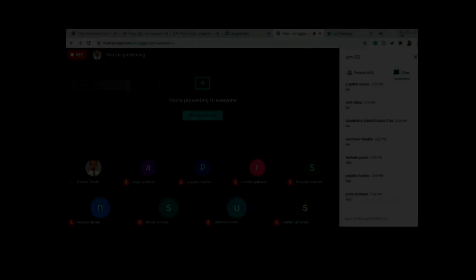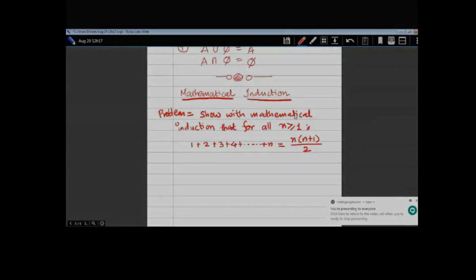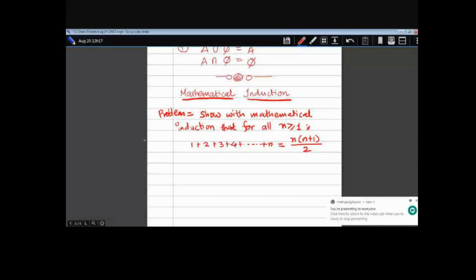In mathematical induction, basically there are two steps. The first step is called the basis step. In the basis step, you will prove the given equation for the basis value. In this problem, you are given: show with mathematical induction that for all n greater than or equal to 1. What is the basis value? The basis value is 1. So in the basis step, you will prove it for 1.